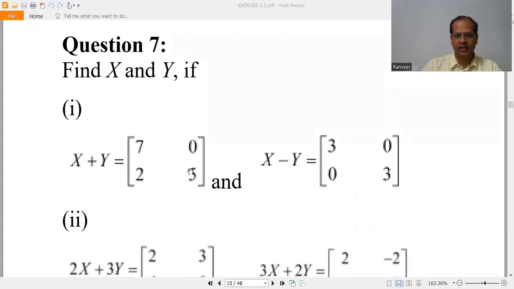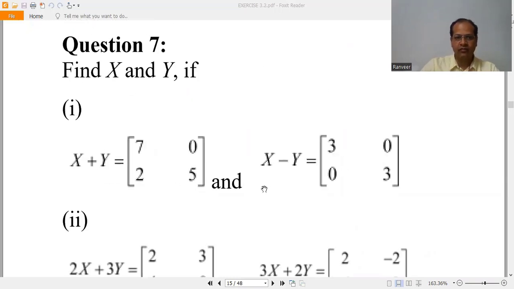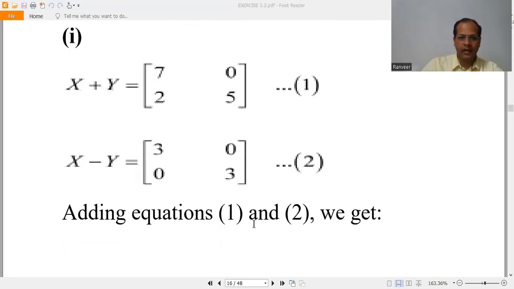Find x and y if x plus y and x minus y are this. Now x plus y equal to 7, 0, 2, 5, and x minus y is this. Similarly, second question, 2x plus 3y and 3x plus 2y, and we have to find out the values of x and y. Now, when this type of question is there, always understand that when we are adding, subtracting or multiplying anything, the result is nothing but a matrix only.